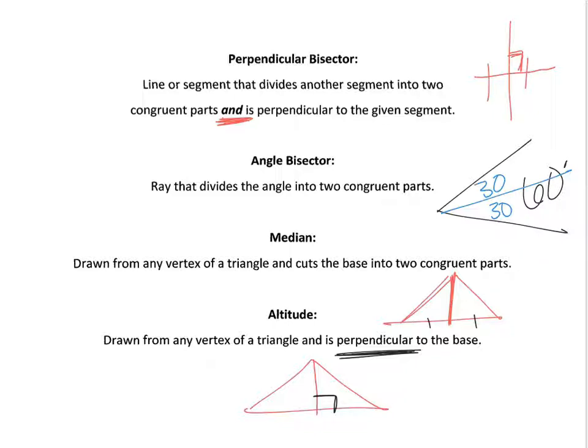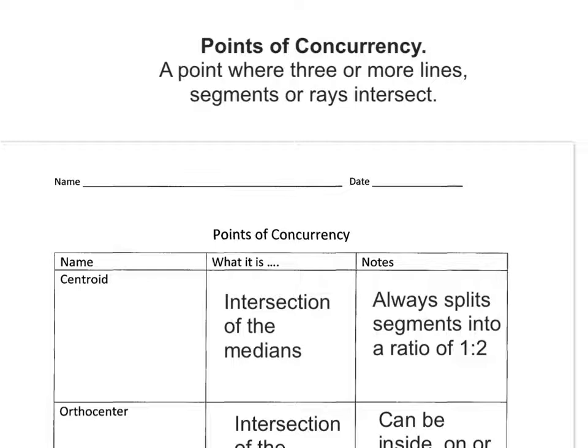Now, in the next slide or on the back, we're going to talk about some other things. The first one is points of concurrency. Please go ahead and copy that down because that is not written on your paper. A point of concurrency is where three or more lines, segments, or rays all intersect. There are a couple of points of concurrency within triangles that you need to know, and we're going to take a look at those now.